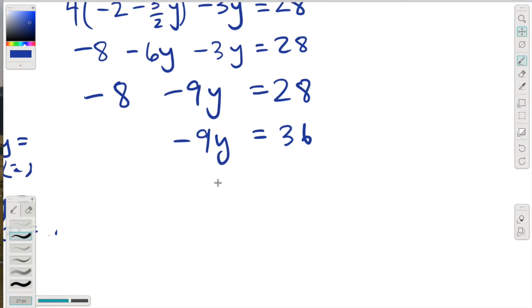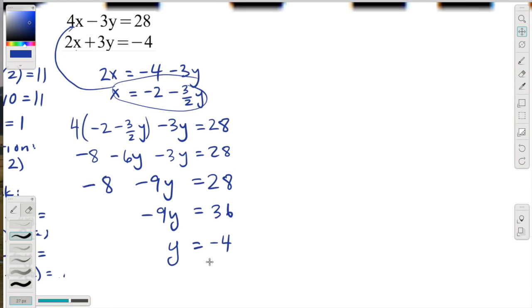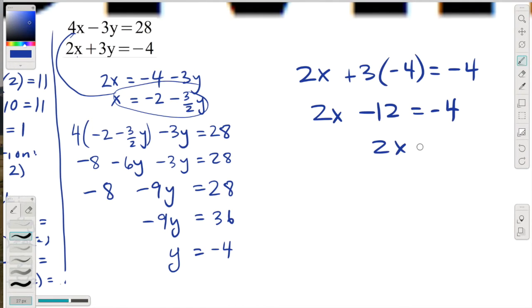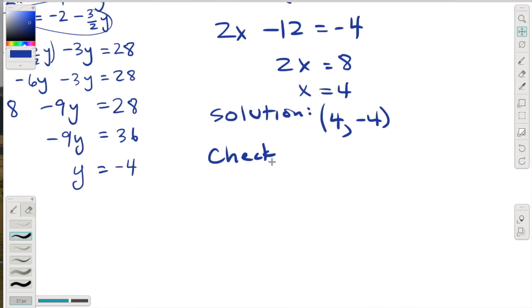Now I distribute and combine like terms and solve for y. So in this problem, we see that y equals negative 4. I use that result, y equals negative 4. I plug it into one of the two original equations. I chose the bottom one. And that'll let me solve for x. 2x equals 8, so x equals 4. So my solution is 4 for x and negative 4 for y.